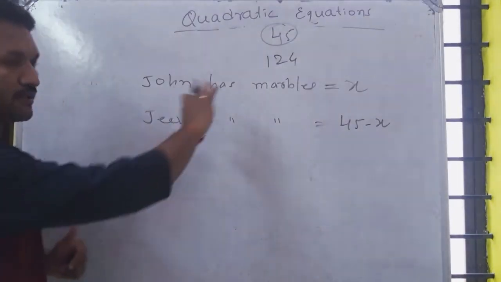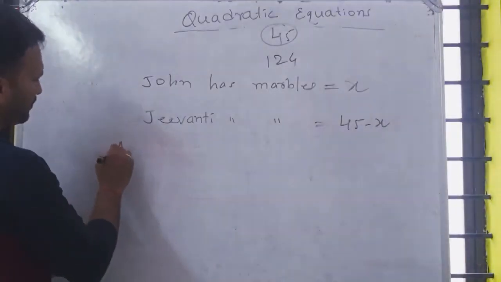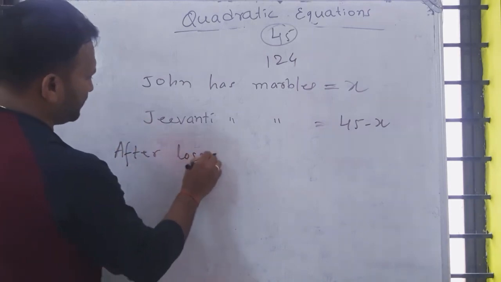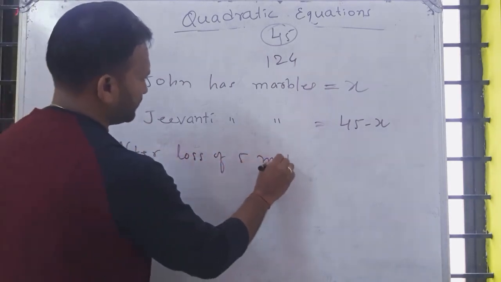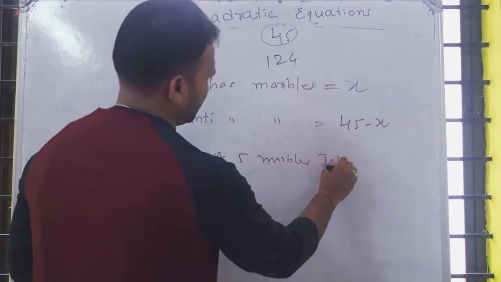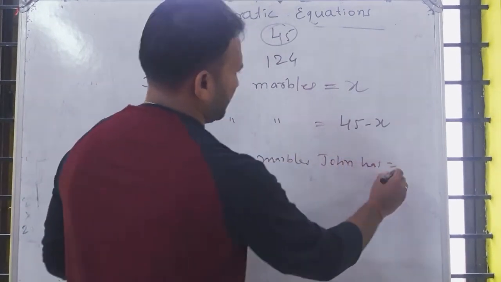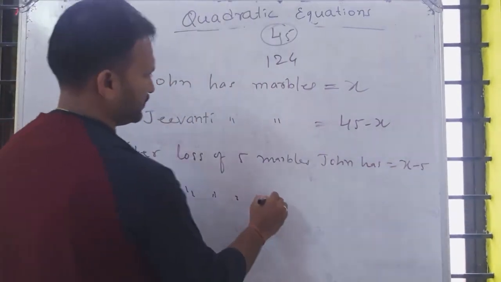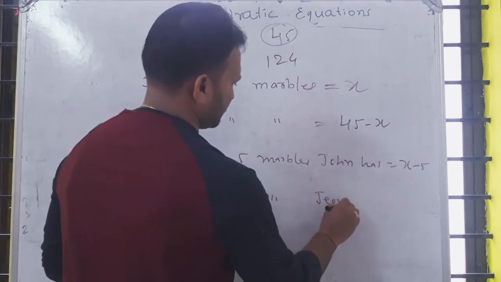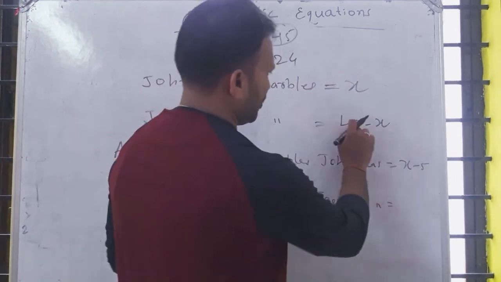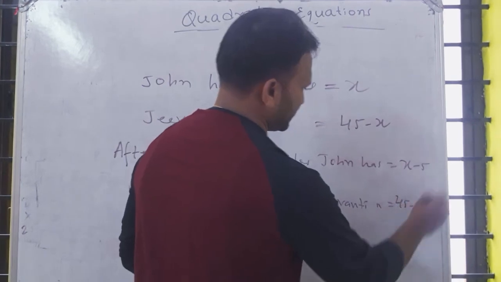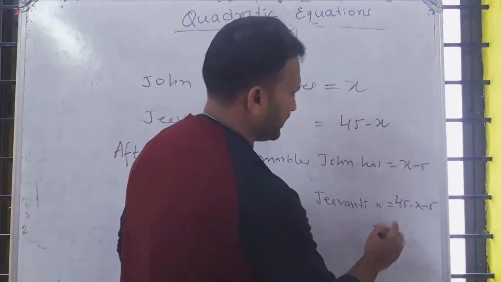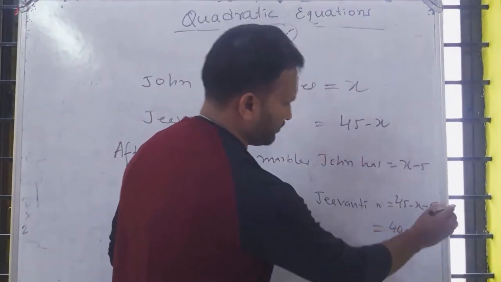Now after losing 5 marbles, John has X minus 5, and after losing 5 marbles, Jivanti has, first, 45 minus X. Now in that again minus 5, that is 45 minus 5 is 40, 40 minus X.